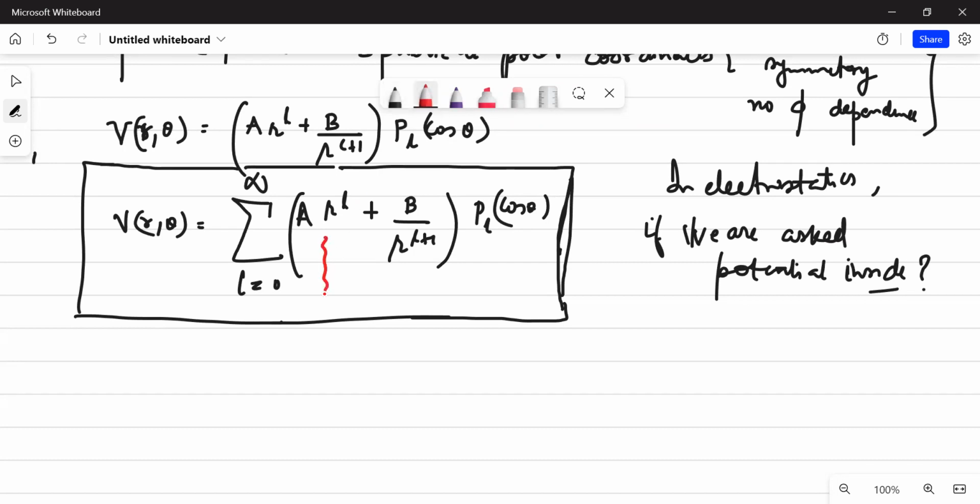So the first term that you are seeing, the first term into P_L cos theta, will represent your potential inside the sphere. Because inside a sphere, you can have r equal to 0, and at r equal to 0 the other term will become singular. Is that clear? And if you are asked what the potential outside the sphere is, the second term will represent it, because outside, r may tend to infinity, and then the first term will become infinitely large. Is that clear or not clear at all?